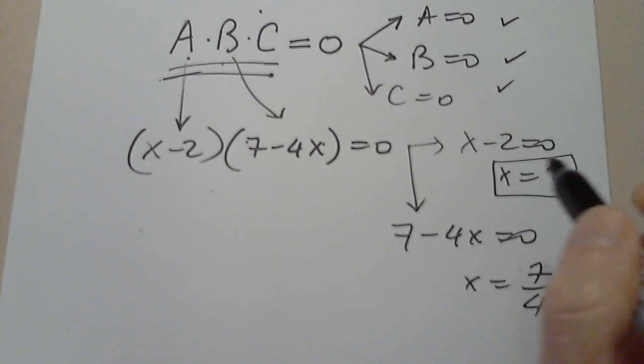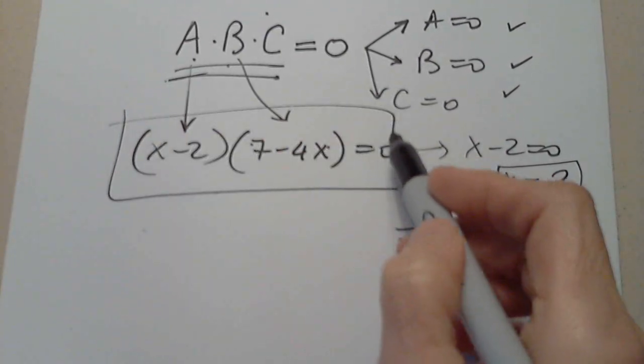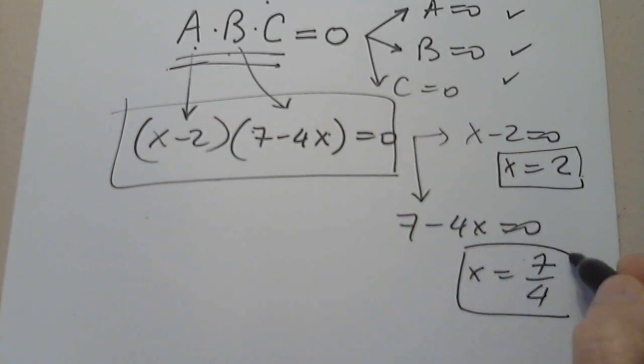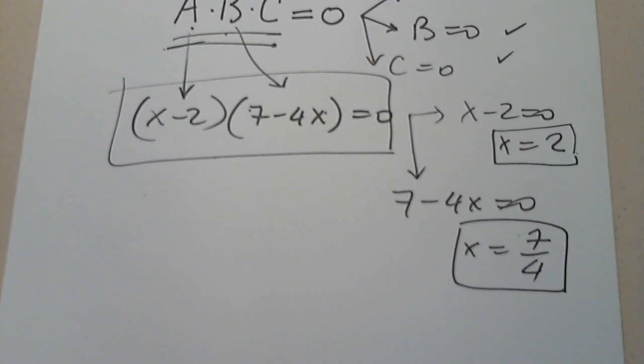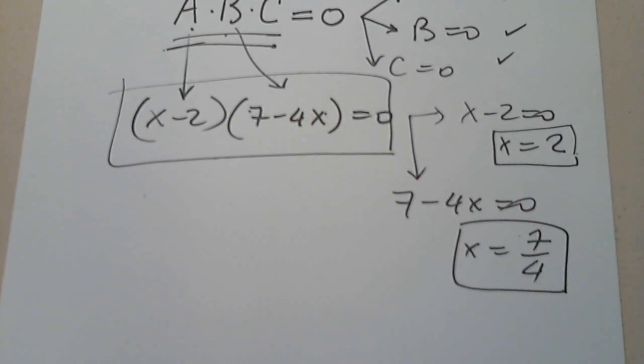So this equation has 2 solutions. One solution is x equals 2, and the other solution is 7/4. But again, the work here was done for us. We didn't have to factor. The whole equation, or the left-hand side, was already factored. Good. Any questions on this?